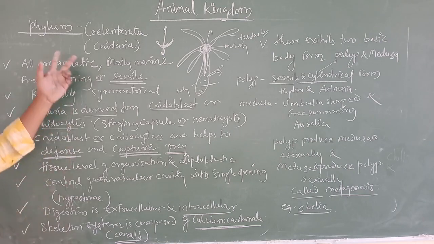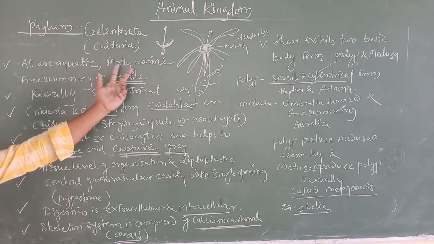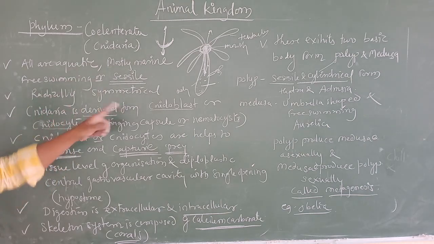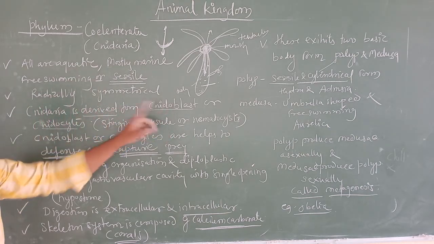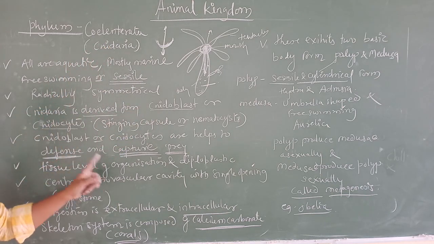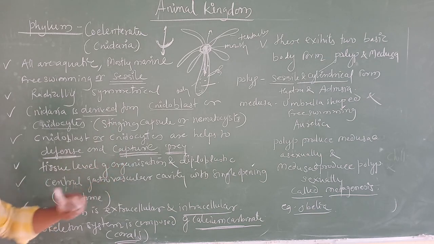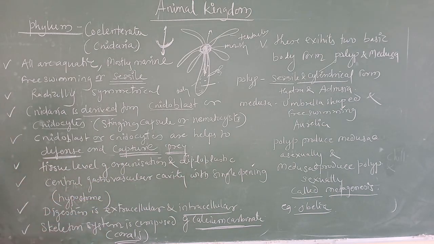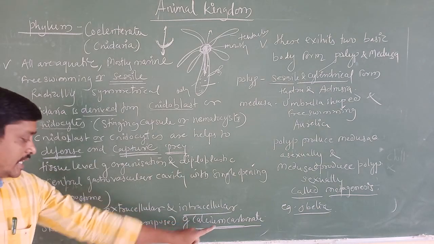What are those? All are aquatic, mostly marine, free swimming or sessile. Radial symmetry. Cnidaria is derived from the cnidoblast or cnidocyst, and these are helpful for defense and capturing prey. Next is tissue level of organization, gastrovascular cavity with a single opening called the hypostome. Digestion is intracellular and extracellular. Skeletal system is present, with calcium carbonate.